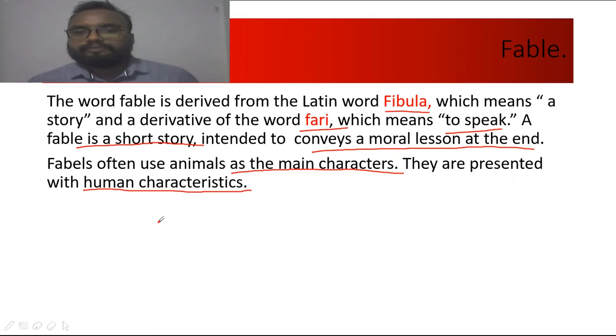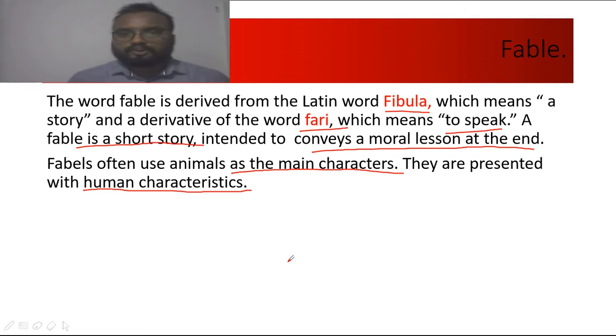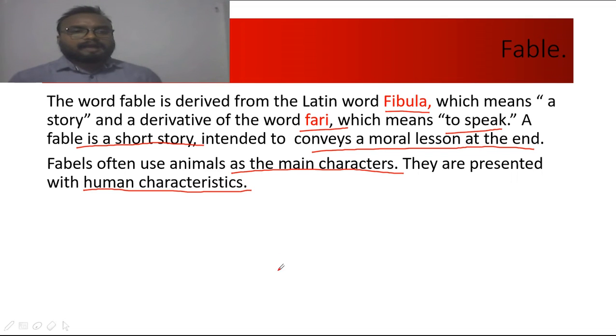So, fable, it's a story. It means to tell a story and to narrate a story which should have animals as its character, and animals would be attributed with human qualities. It means they will speak, they will talk, they will behave as if human being. So the animals will be the character of this type of a story, that is the story which have animals as its character.